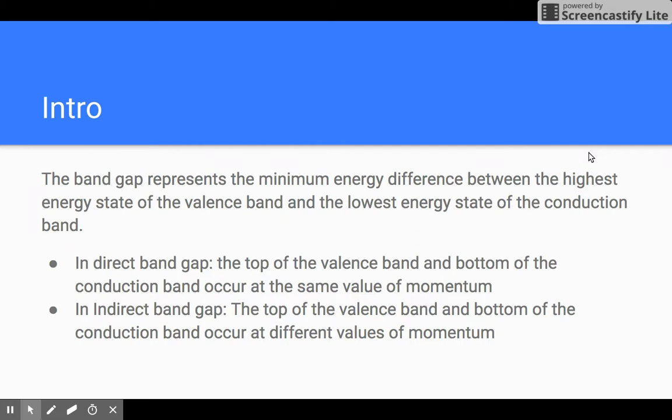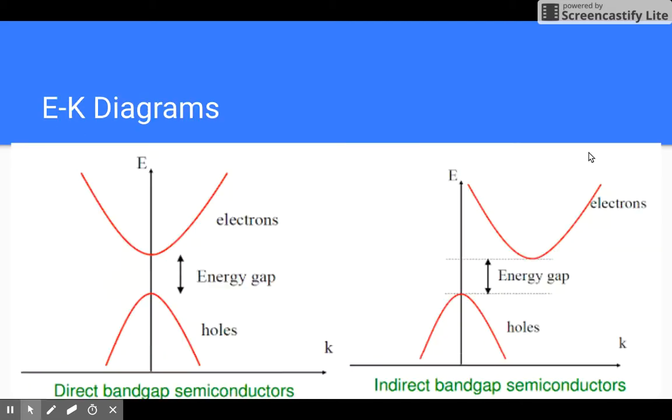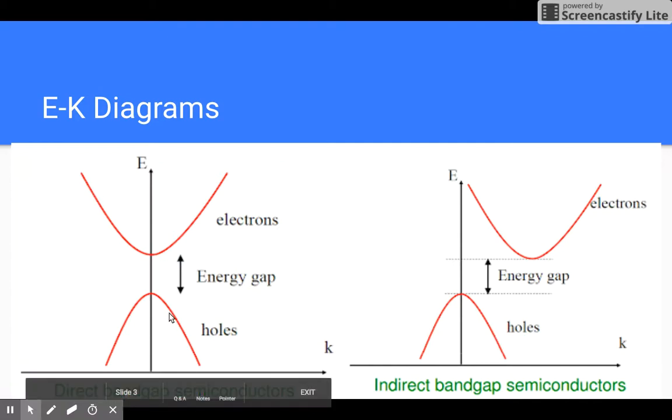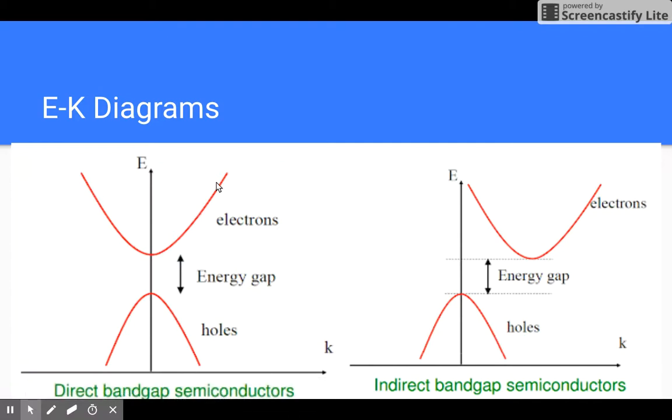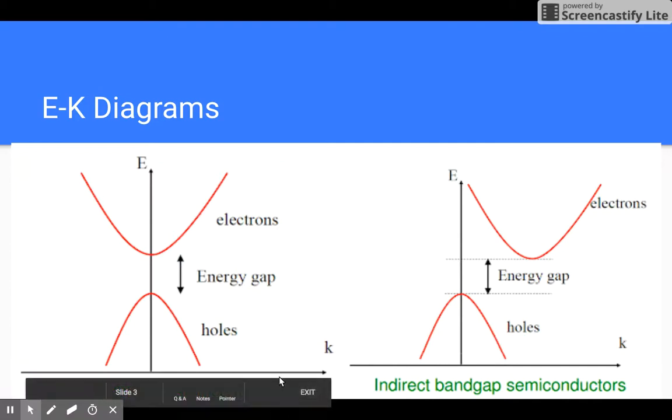In a direct band gap semiconductor, the top of the valence band and the bottom of the conduction band occur at the same value of momentum. As shown in this diagram, you can see that the top of the valence band and the bottom of the conduction band are at the same momentum.